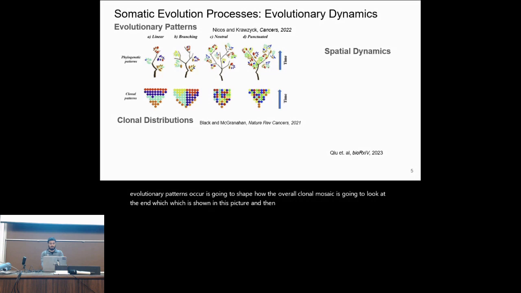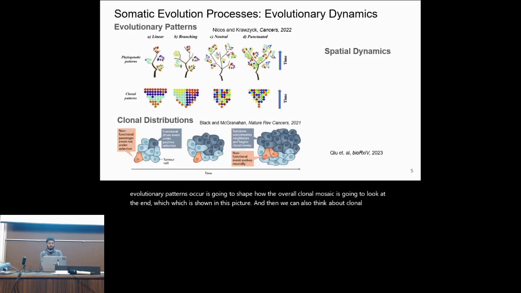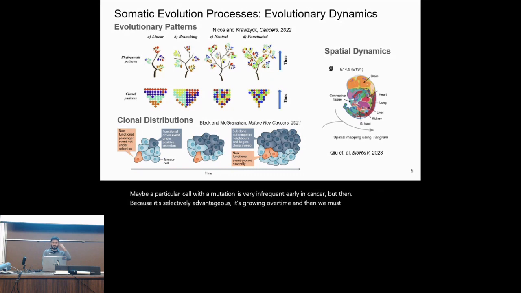And then we can also think about clonal distributions and how they're changing over time. So for example, maybe a particular cell with a mutation is very infrequent early in cancer, but then because it's selectively advantageous, it's growing over time. And then we can also think about spatial dynamics, which is important in development. So you can basically think about how cells are propagating throughout the tissue and forming these sort of geometric patterns.